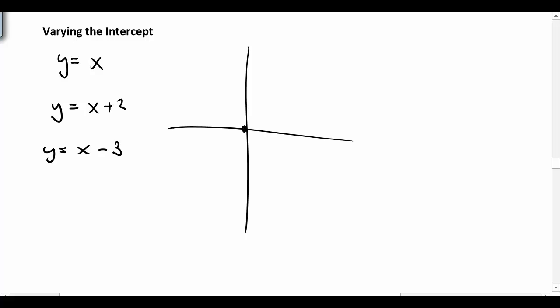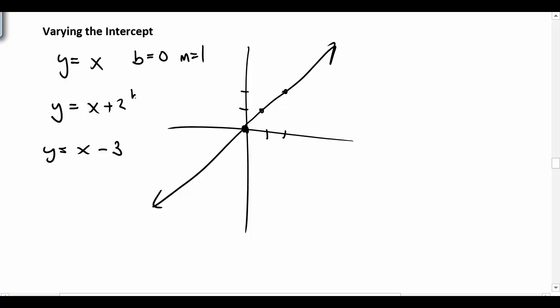Okay, so y equals x. This is going to go through the origin, it's got a y-intercept of 0, and it's got a slope of 1. So we just looked at that. That means it's going to go up 1 over 1, up 1 over 1. It's going to have a nice flat look like that.